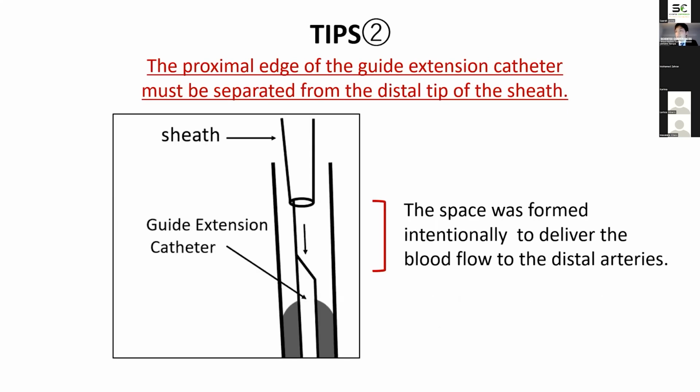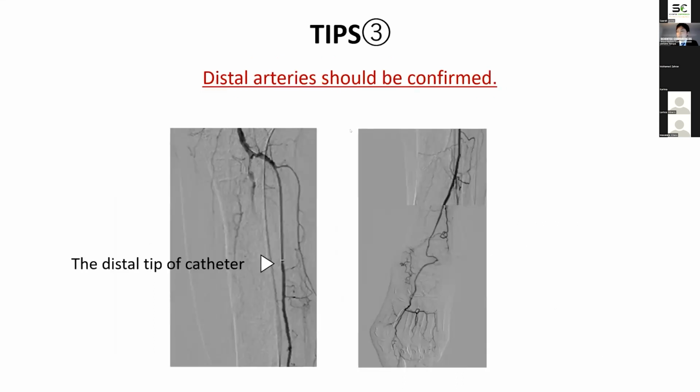Second, the proximal edge of the guide extension catheter must be separated from the distal tip of the sheath. Generally, the space shouldn't be made when the intervention is performed. But in this technique, the space is needed to deliver the blood flow to the distal arteries. Third, the blood flow to the distal arteries should be confirmed. When it is not obtained, we should change the position of the catheter to more distal or change to another tibial artery.